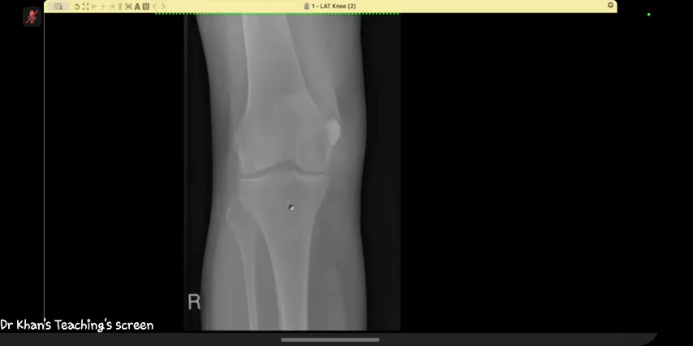Sir, I've been presented with a frontal radiograph of a right knee of a 60-year-old male patient who has presented with pain and swelling of the knee.